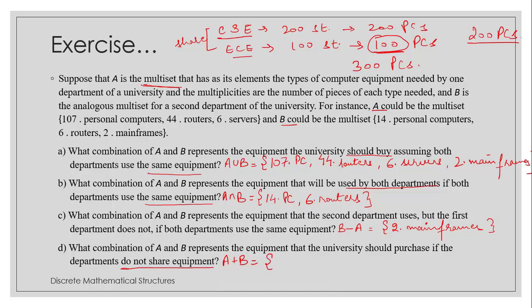So the answer will be 107 plus 14, 121 personal computers, then 44 plus 6, 50 routers, 6 servers, and 2 mainframes. So this is the answer.